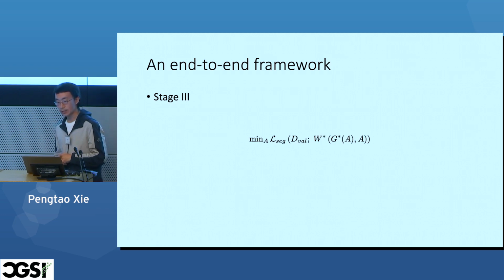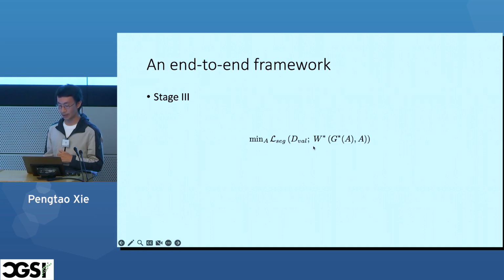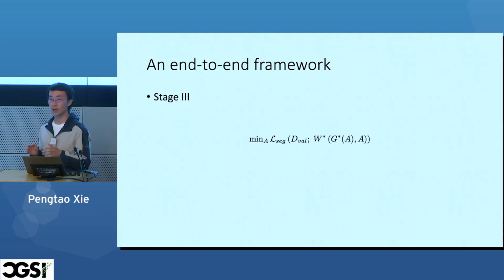And in the final stage, after we get this segmentation model, we evaluate it on a human-labeled validation set. D_val is a human-labeled validation set, so this is basically the validation loss. This loss is a function of the architecture of the generator A, and it reflects how good this architecture is. If the loss is large, that means the generated data has low quality, and the architecture of the generator is not very good. So we can improve the architecture A by minimizing this validation loss.